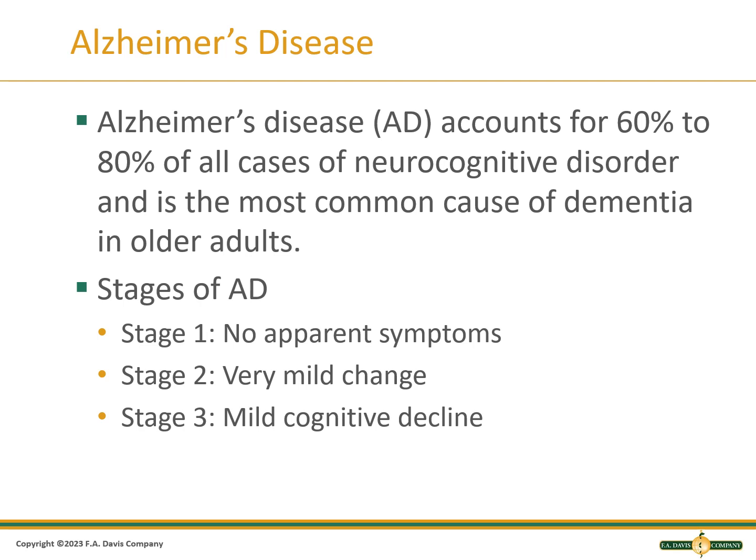Most cognitive disorders are Alzheimer's disorders. Between 60 and 80% of all cases are caused by Alzheimer's. There are stages in Alzheimer's. Stage one is there's no apparent symptoms. There are changes that are starting to happen in the brain, but there's no decline in memory at that point. Stage two is very mild.